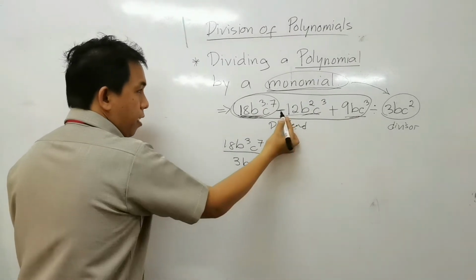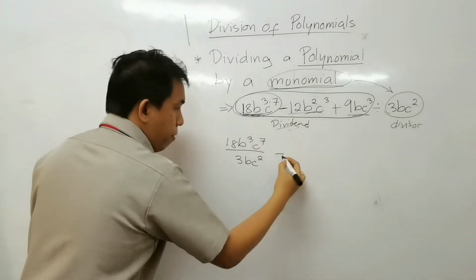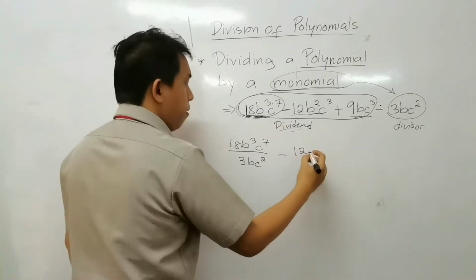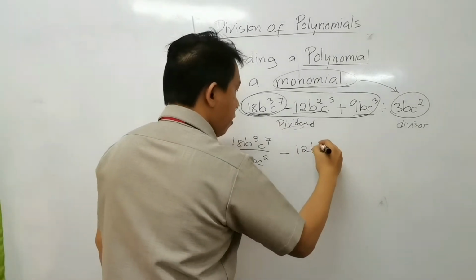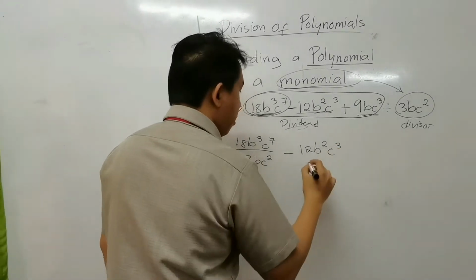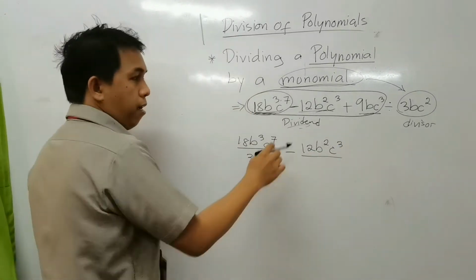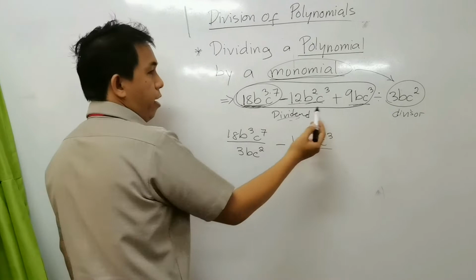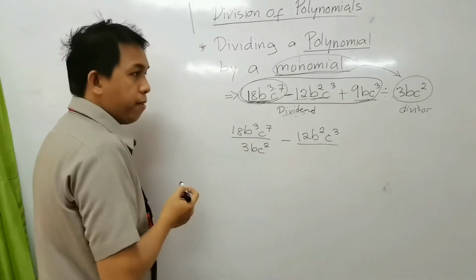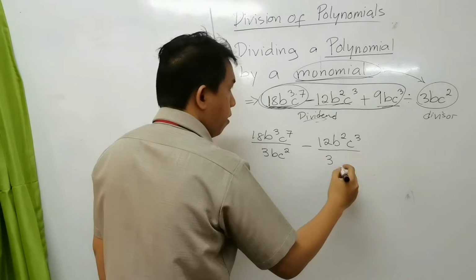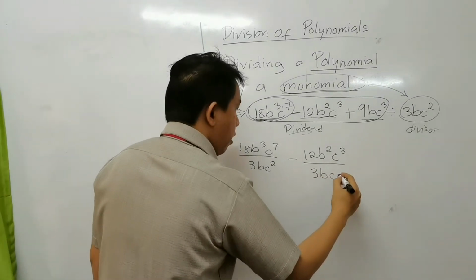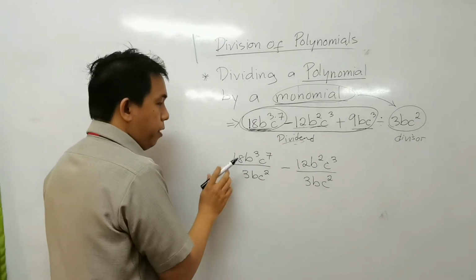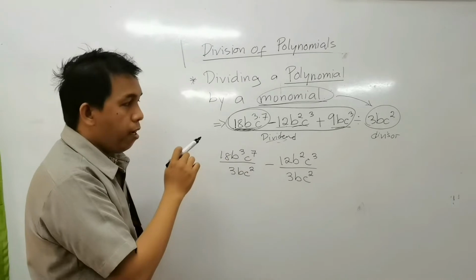Next, since this is minus, we have minus. Then, follow again, we have 12b squared c cubed divided by, again, since it is in the dividend, it should have a divisor. Our divisor also is this one, so we have 3bc squared. Okay? Will you follow now? Again, this was found here in the polynomial.